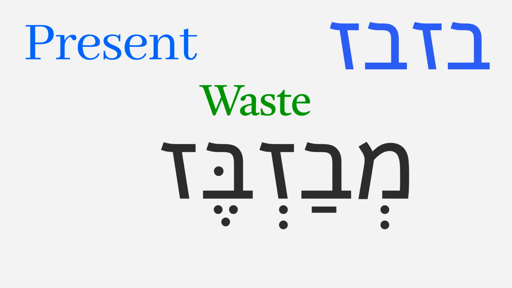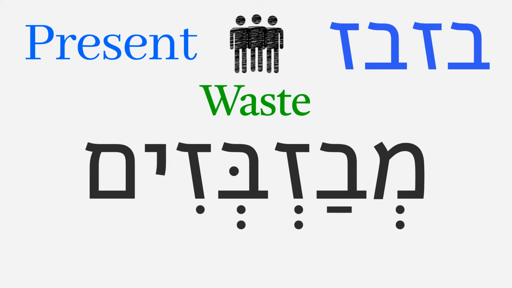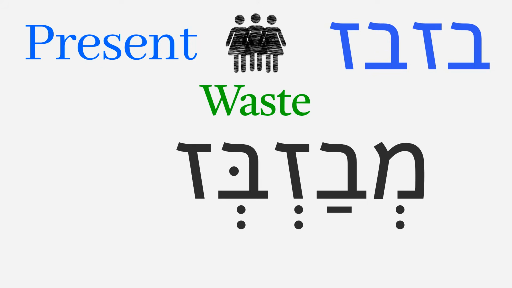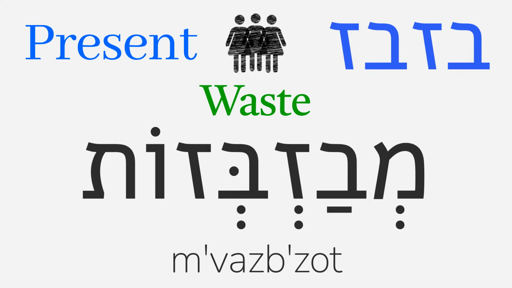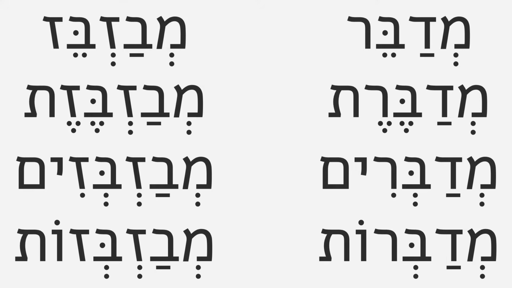The masculine and feminine plural forms shorten this vowel all the way to a schwa, and the masculine plural form adds im to make mavaz bazim, waste in masculine plural form. The feminine plural form adds ot, mavaz bazot, waste in feminine plural form. All these forms are very similar to a regular PL present tense from a three-letter root, like madaber, madaberet, madabrim, and madabrot, the present tense verbs for speak.